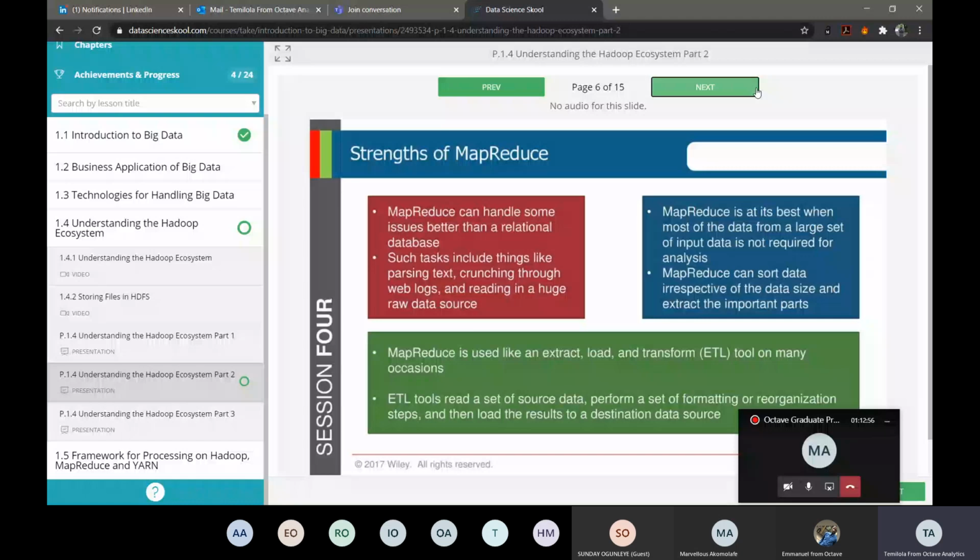With MapReduce, you can just pass all those different tweets as a chunk into the Hadoop ecosystem, then run your MapReduce tasks on it to get a certain insight. Meaning, with MapReduce, you are querying unstructured and semi-structured data directly without the headache of cleaning it or reloading it into an RDBMS. As you can see, use cases include parsing of text, crunching through web logs, and reading a huge raw data set, a raw data source.